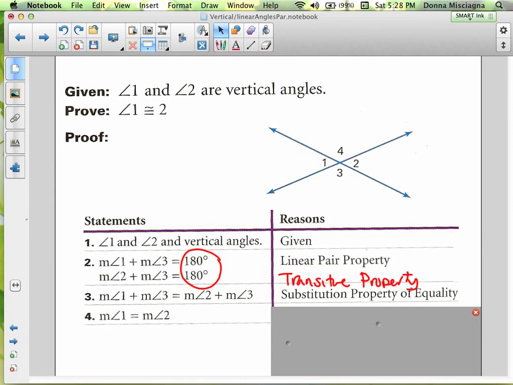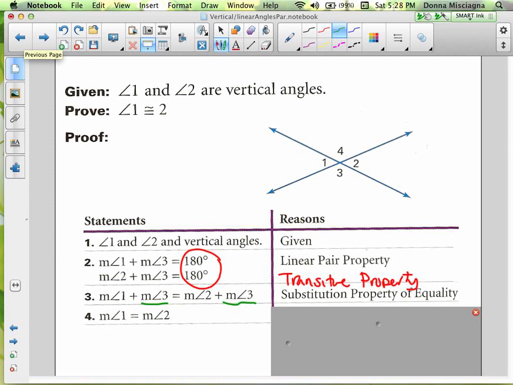Now, can you figure out, it's not one we've gone over, the next reason. How did I get from angle 1 plus angle 3, and the m there just means measure, equals the measure of angle 2 plus angle 3, to measure of angle 1 equals the measure of angle 2? What happened that allowed me to go from step 3 to step 4? Now obviously you can see in step 3 there's 4 terms, in step 4 there's 2 terms. What is missing from both of the equations, or both sides of the equation? The measure of angle 3.